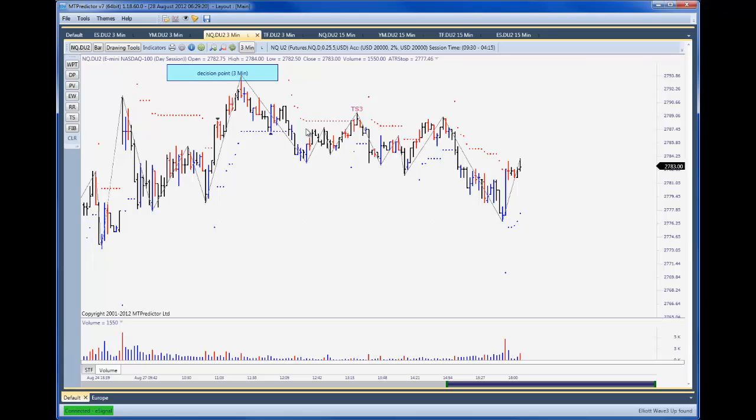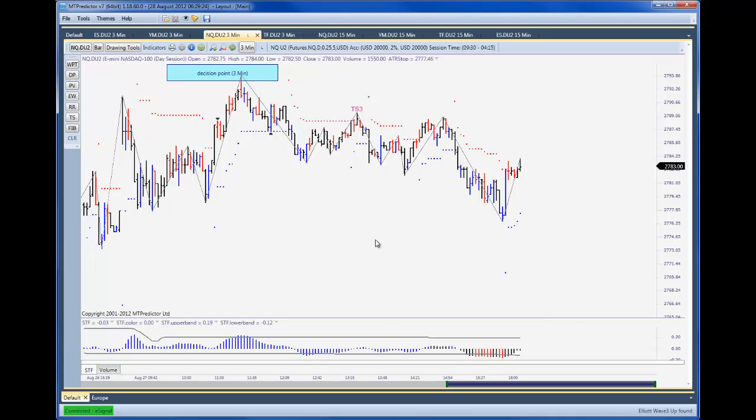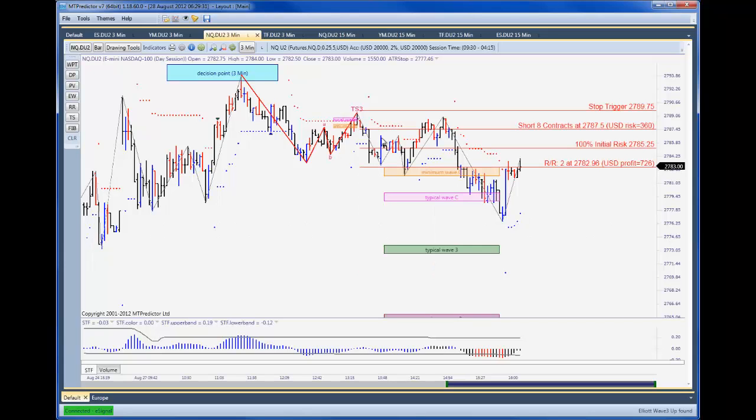Now with the trend down, we should not be looking for buy setups here, we should be looking for sell setups, and this is what unfolded here, a very nice TS3 sell setup. Now it's against the blue STF, but we know the trend's down, therefore you could take this particular sell setup. Put the analysis on, it went to the first target.